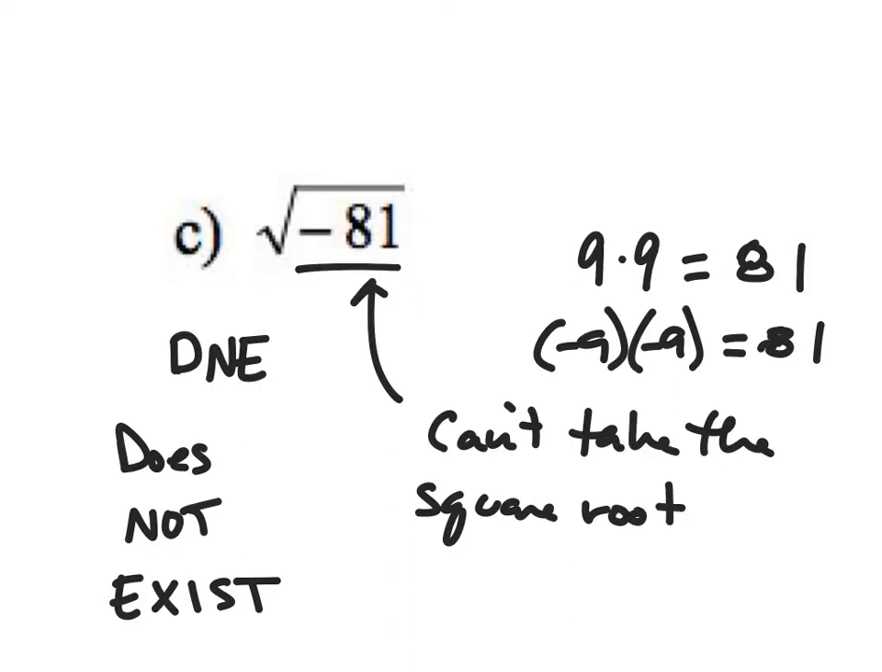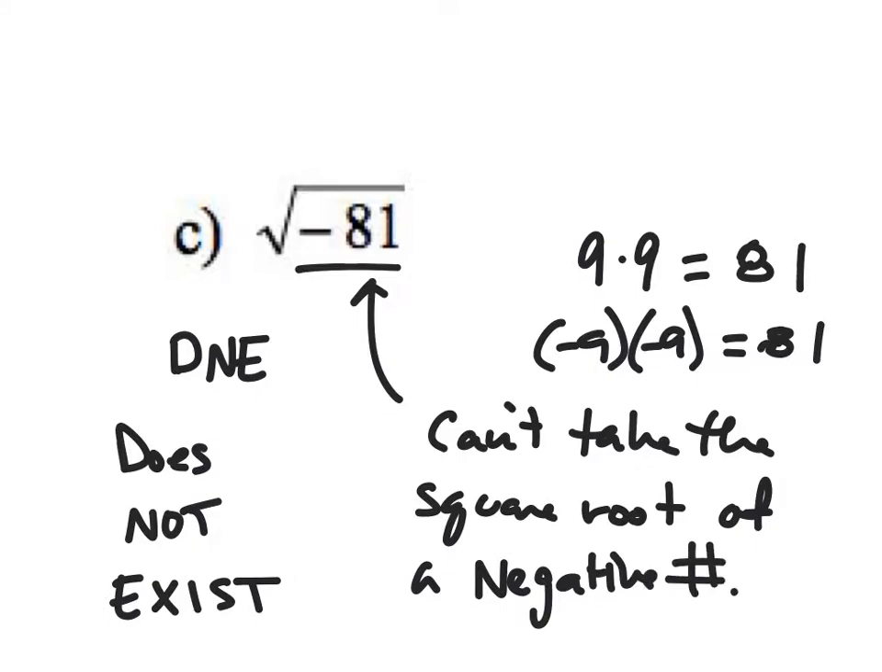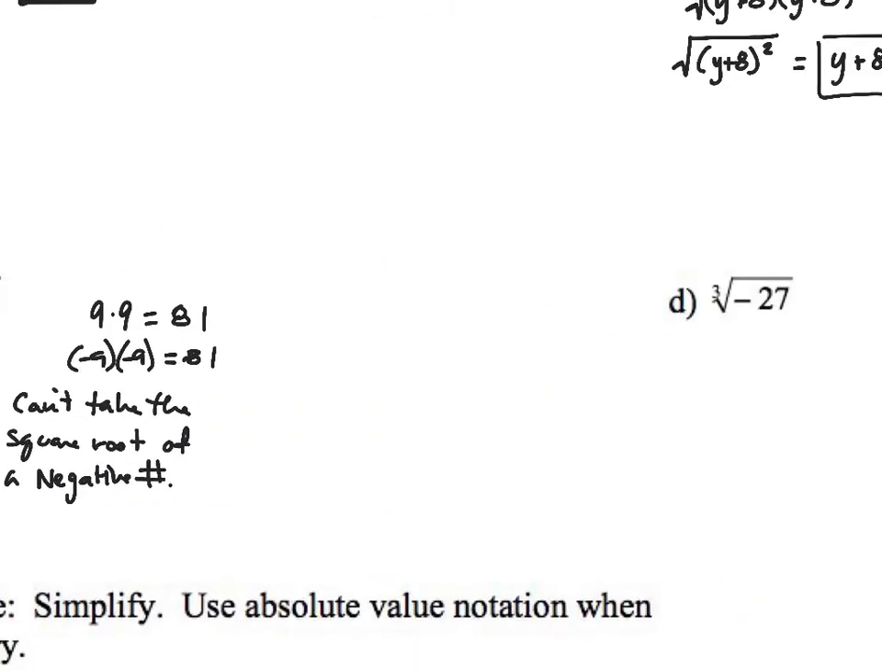Now that idea will change because we're dealing with other indices, like taking the cube root of something. That we can take the root of negative numbers. We'll talk about that here in a little bit. So I can't take the square root of a negative number. Okay? All right, let's take a look at part D.